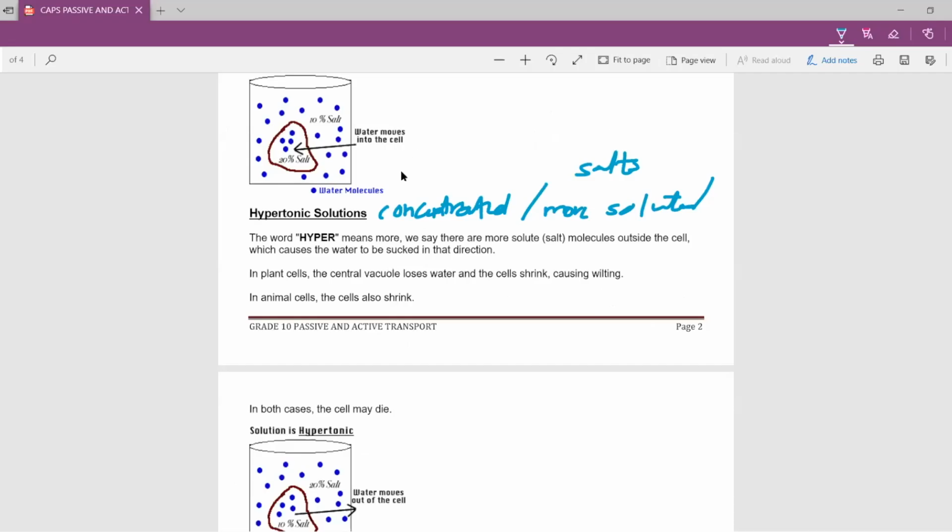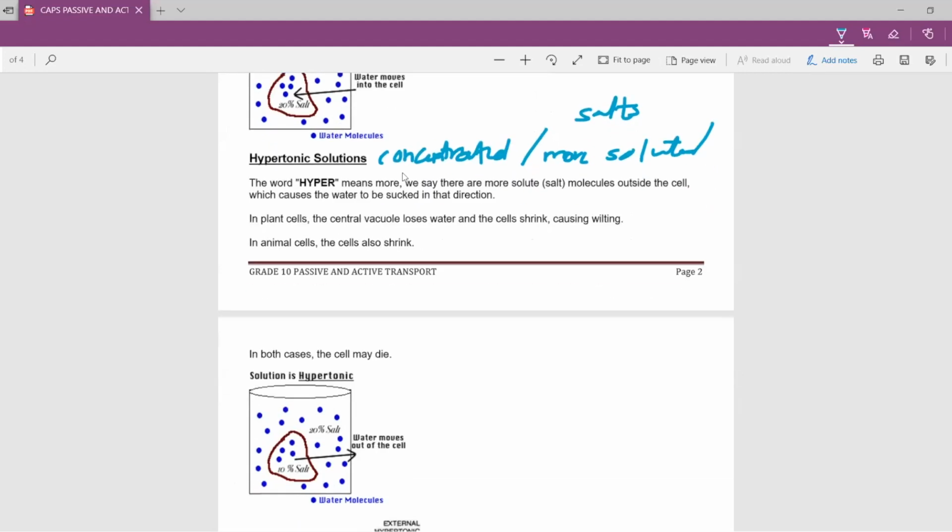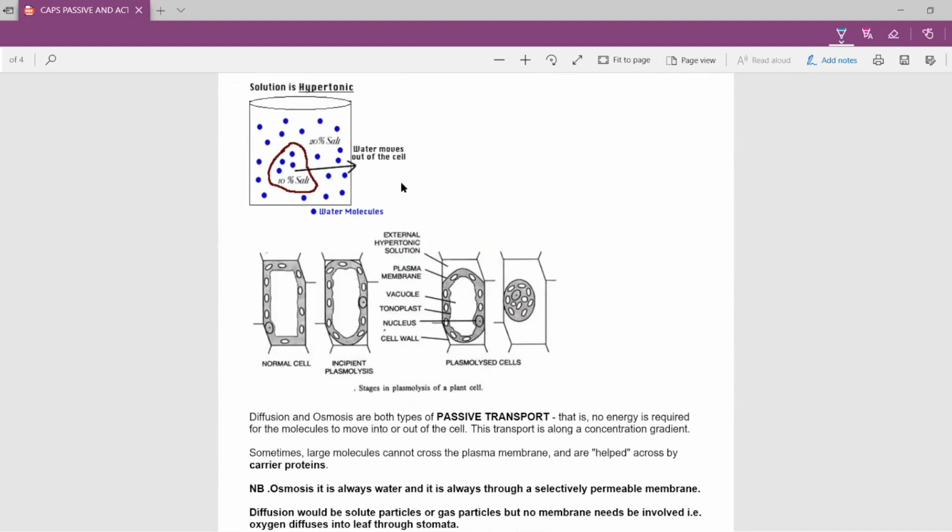It talks about water moving into the cell. That's endoosmosis. Water moving out of the cell, that's exosmosis. In plants, the same thing happens. If you take a normal plant, there's the nucleus, there's the cytoplasm, and there's the vacuole. So in a normal plant, this vacuole is very firm with water, and you can see the cell is firm because the vacuole maintains the shape.